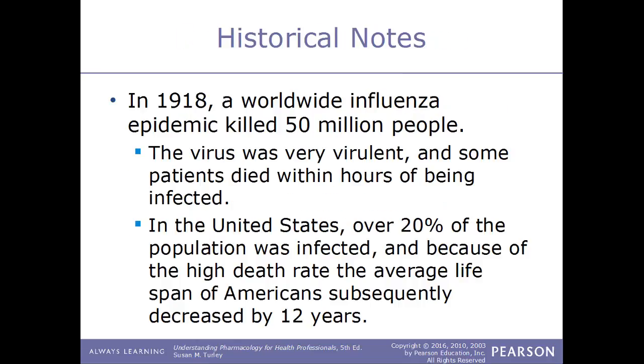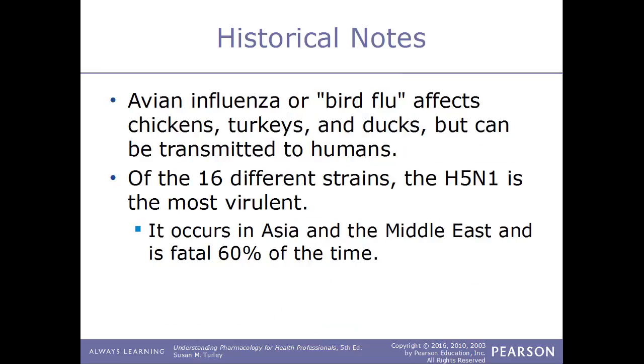A historical note about influenza. In 1918, a worldwide influenza epidemic killed 50 million people. The virus was very virulent, and some patients died within hours of being infected. In the United States, over 20% of the population was infected, and because of a high death rate, the average lifespan of Americans subsequently decreased by 12 years. Avian influenza, or bird flu, affects chickens, turkeys, and ducks, but can be transmitted to humans.